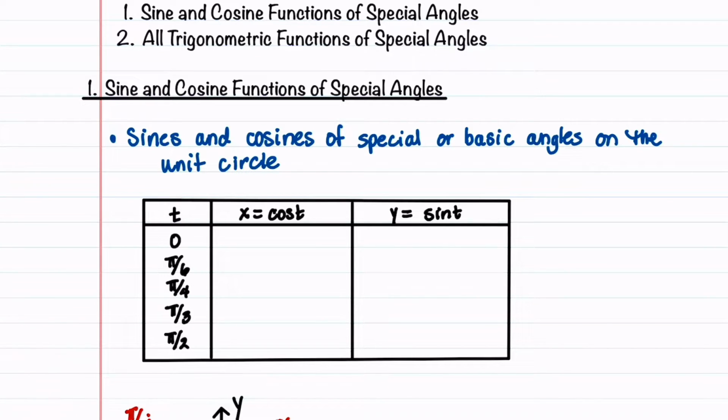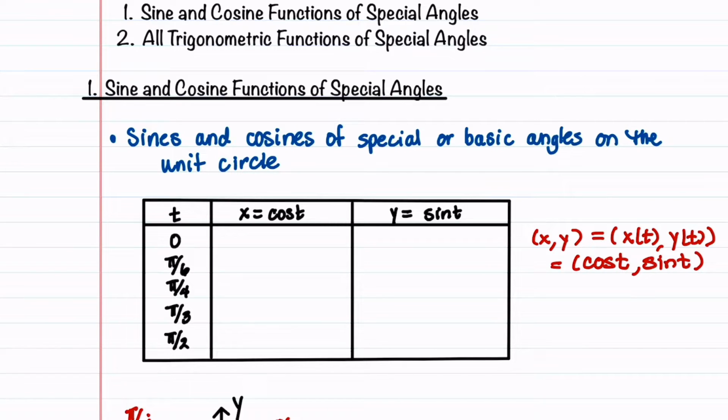The coordinate of any point on the unit circle is given by x, y is equal to x of t, y of t, where t is our angle. This is equal to cosine t, because x is equal to cosine t, and sine t, because y is equal to sine t.